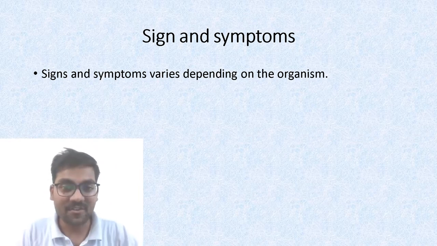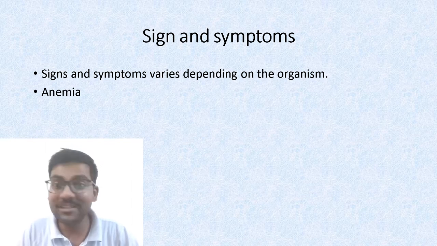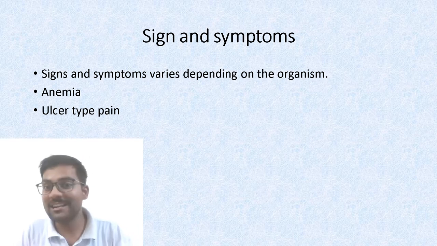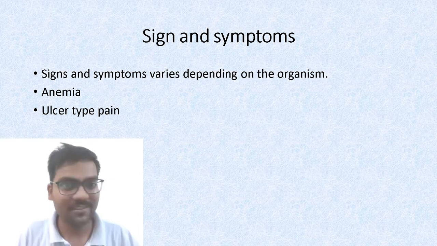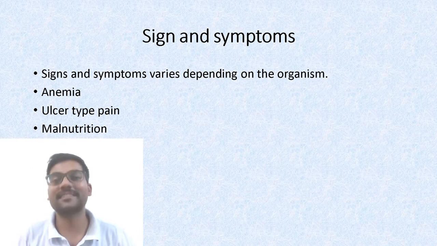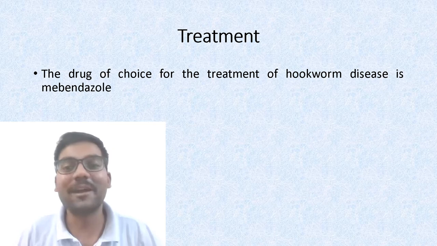Now, what are the signs and symptoms? Signs and symptoms vary depending on the organism. Anemia can be there because the hookworm is sucking blood. Ulcer-type pain, it can cause ulcer. Malnutrition, because it is a parasite. What is the treatment? The drug of choice is mebendazole.